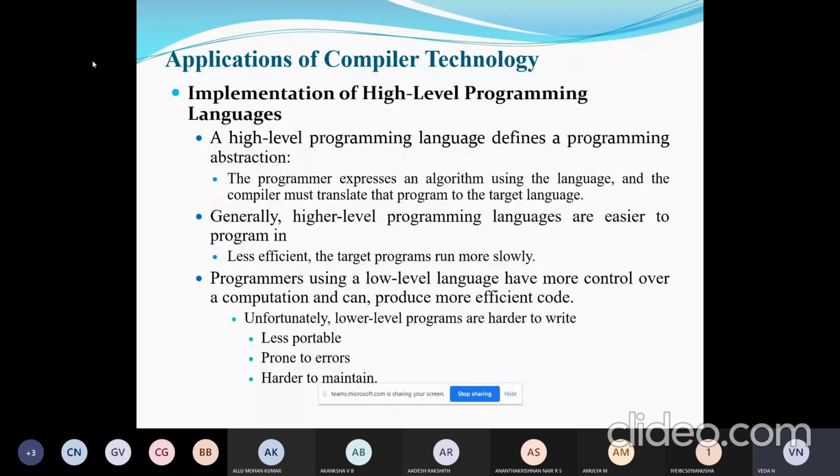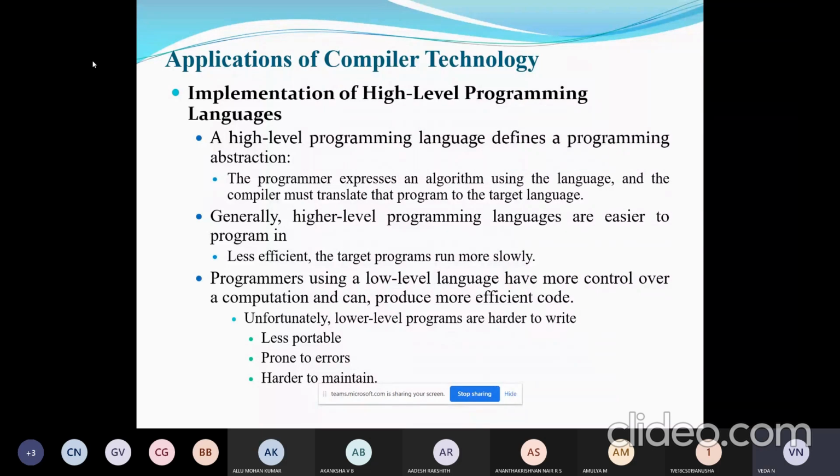Many editors and all such things. We'll just see here in more detail what the different applications of compiler technology are.